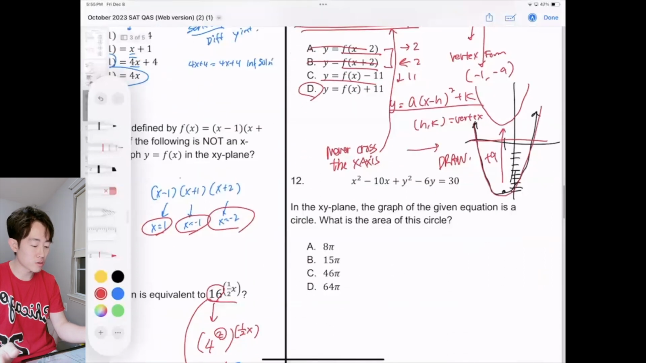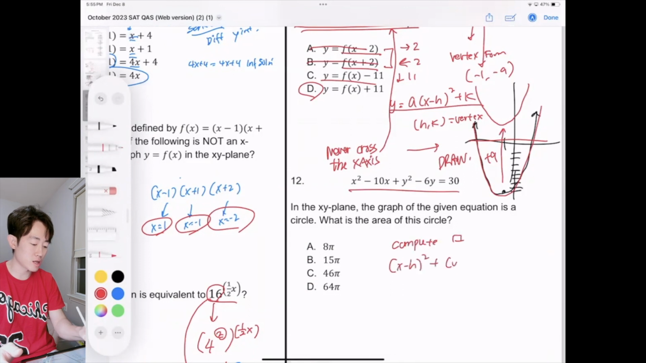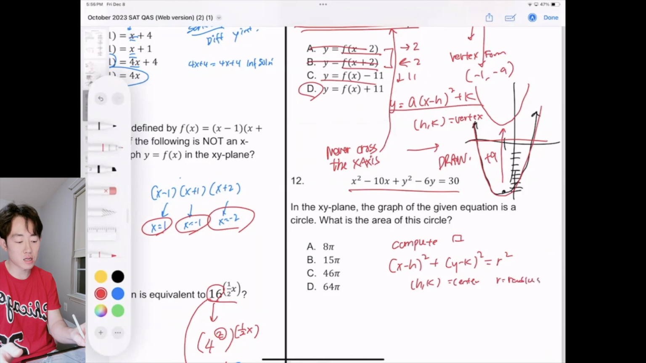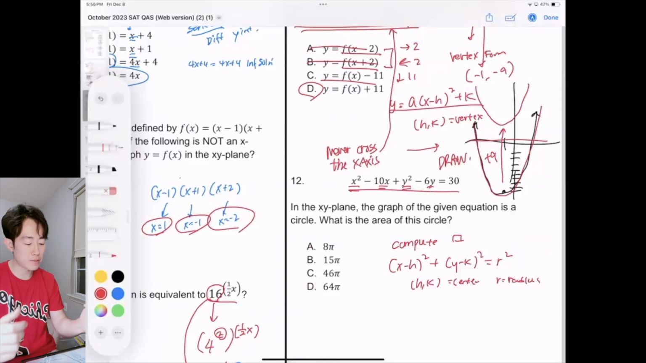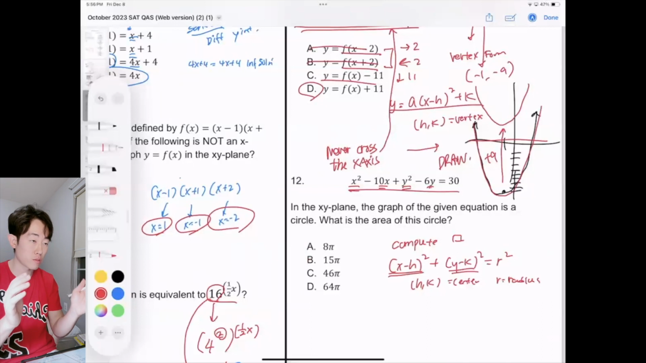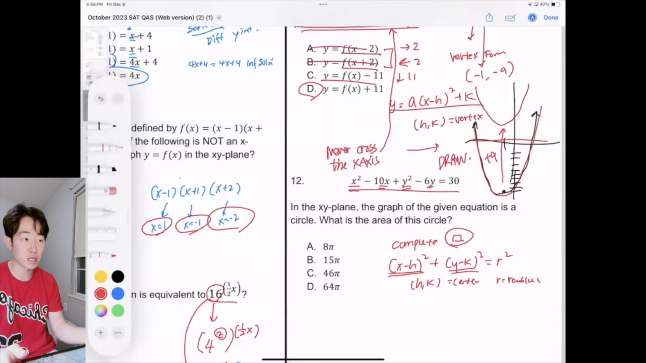Number 12, the graph of the given equation is a circle. What is the area of the circle? Complete the square, please. The circle equation always must follow this, where (h, k) is your center, r is the radius. Now, what you will see is that you have the prerequisites for the (x minus h) squared and (y minus k) squared, but it's not completely in that squared format. Therefore, we do this thing called completing the square.